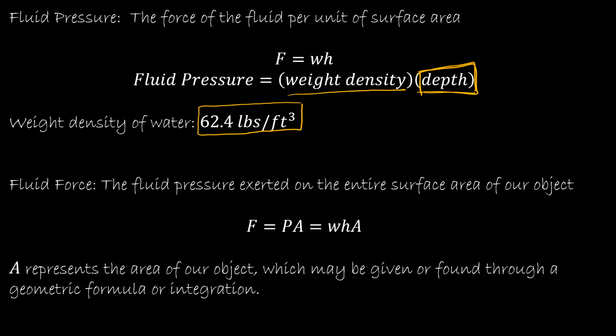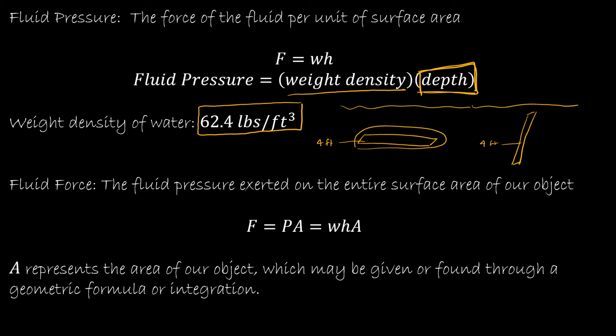or if we have an object that is at different depths. So if you think about, say, a sheet of metal that is rectangular, and it is at, say, 4 feet below the surface, that's going to be much easier to find than if I have the same sheet of metal, but now instead of horizontally, it's vertically, because this part that's at 4 feet will feel the same pressure that the entire sheet over here feels, but up here it's less pressure and down here is more pressure. So this is where calculus will come into play.